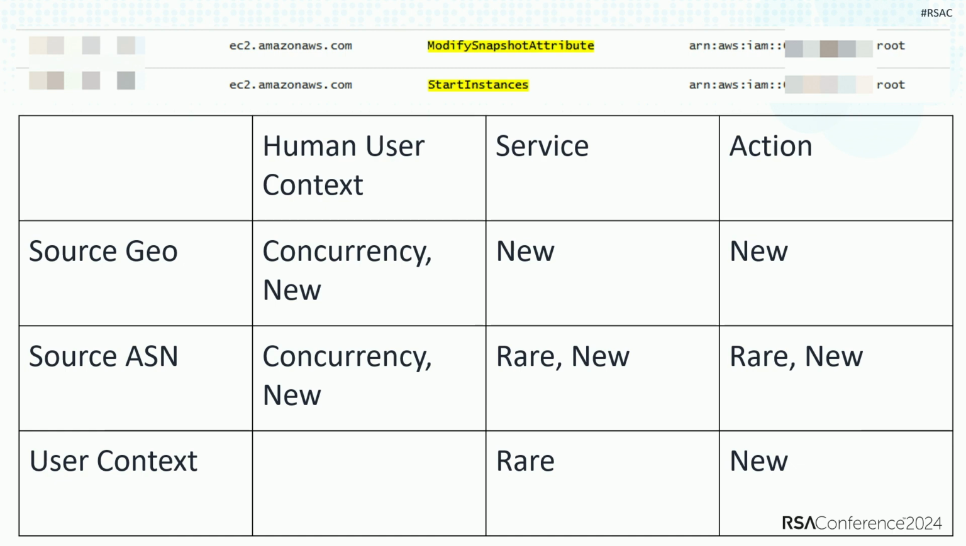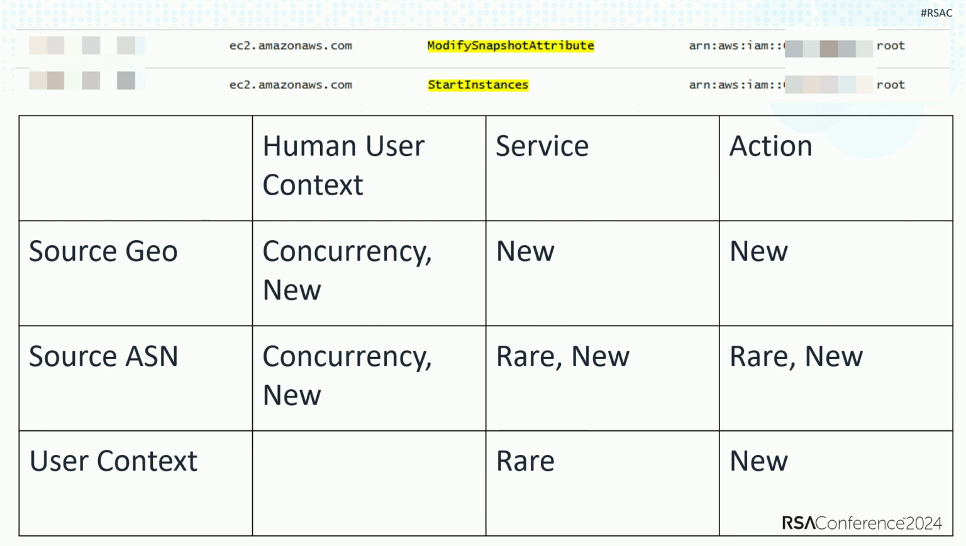And this is a simple matrix of anomaly functions and combinations of fields. Human user context is the user identity field we saw. Service name action is basically the API name that we saw in the logs. Source geography is geo. Source ASN is the network name, and then user context is also the username as we saw.